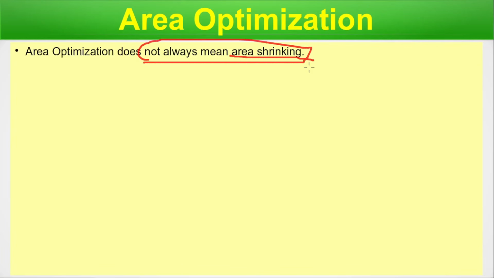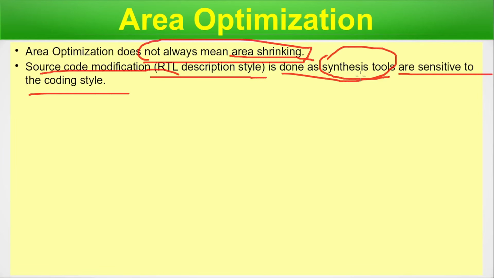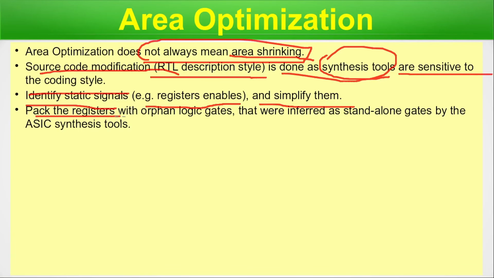It means optimization. Next, source code modification. RTL description style is done as synthesis tools are very sensitive to the coding style. You can see at RTL level, we can also do something for the area optimization as we pass through the synthesis tools, because different synthesis tools have different algorithms inside them. Identify static signals, that is register enables, and simplify them. Next, pack the register with orphan logic that was inferred as standalone gates by the ASIC synthesis.